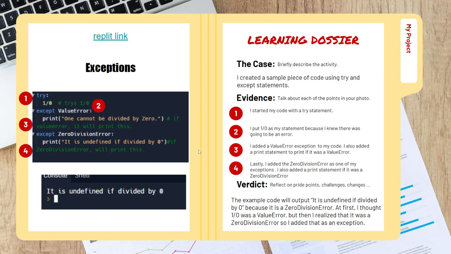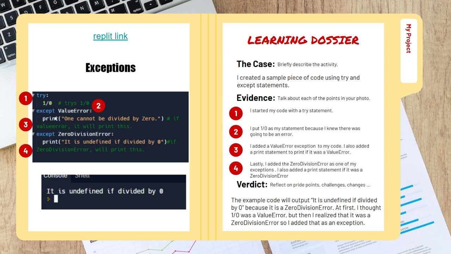The next topic I want to talk about is exceptions. I created a sample piece of code using try and except statements. Here at point 1, I used a try statement to start off my code. And then at point 2, I tried 1 divided by 0, which obviously will have an error. And that's why I have exception statements down below.